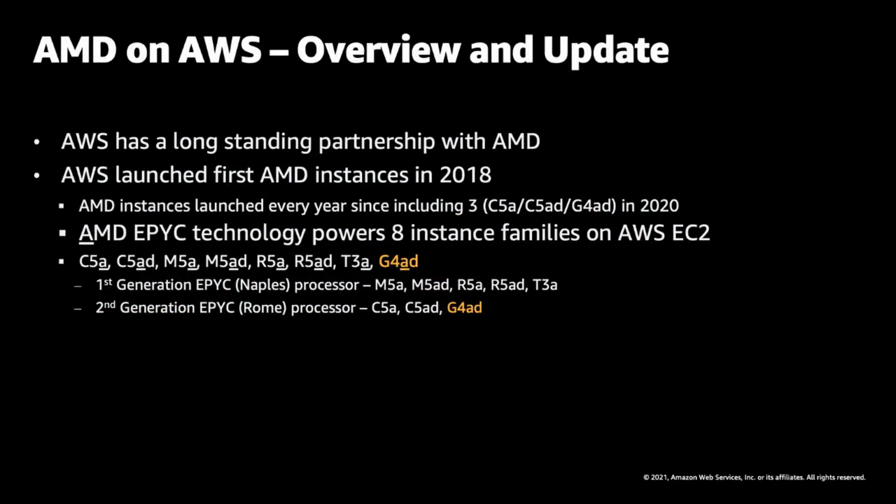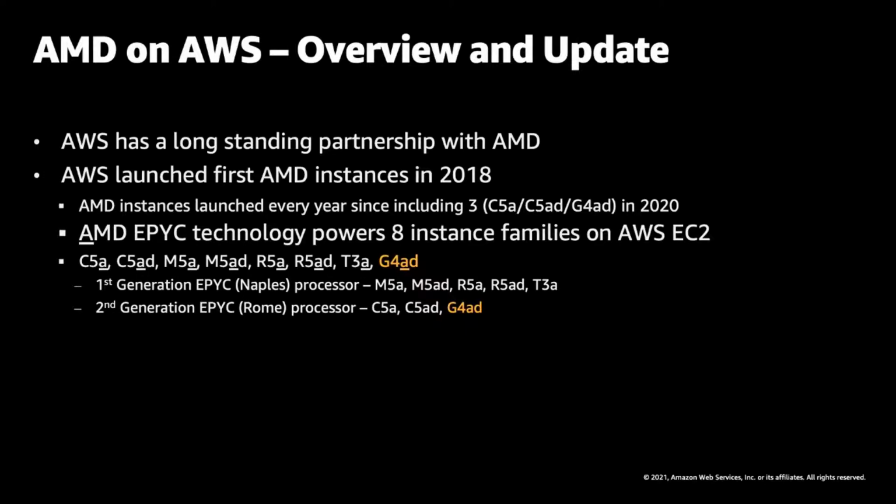So customers ask me about the AWS partnership with AMD. AWS launched our first AMD instance in 2018. We have had an AMD-based instance launch every year since, including the launch of C5a, C5ad, and G4ad in 2020 alone. AMD instances power 8 instance families already. We'll do a quick review of the instances on the next slide.